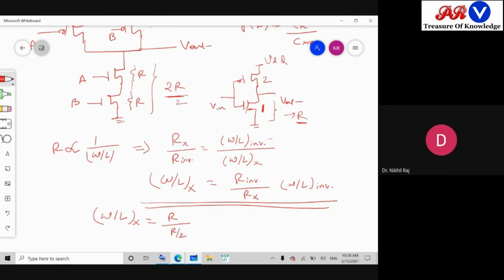Okay, and into W by L of inverter. So what will it give me? 2 into W by L of inverter. So W by L of X will become twice the W by L ratio of inverter.